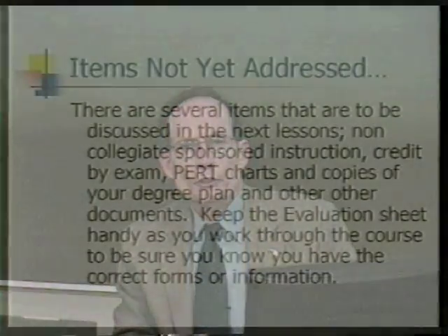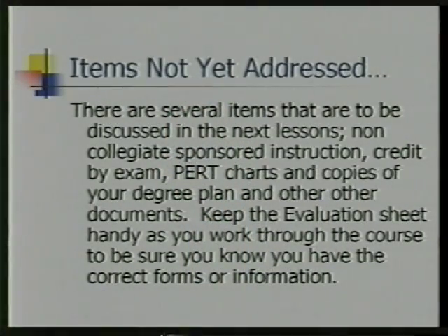Now there are several items to be discussed in the next lessons. We're going to talk about non-collegiate sponsored instruction. We're going to talk a little bit about credit by exam, PERT charts, copies of your degree plan, and other documents. These are all things that we haven't put into the portfolio yet. Keep that evaluation sheet handy as you work through the course. Be sure you have the correct forms or information.